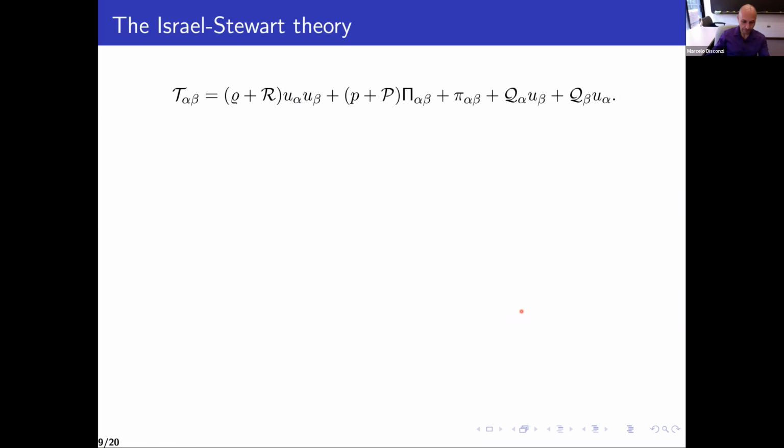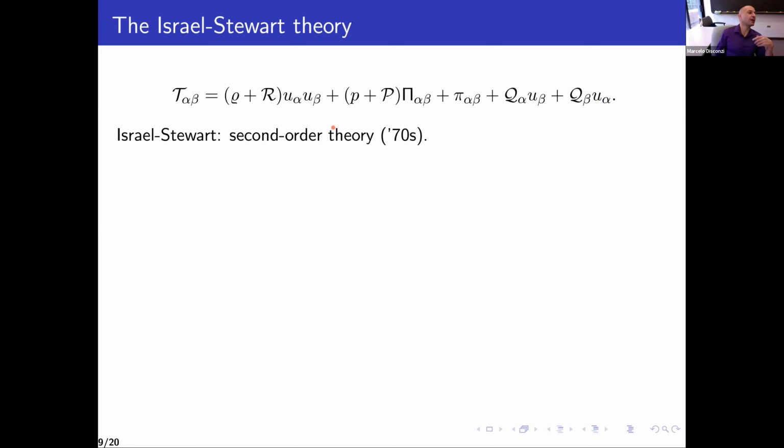Okay, so that was one example. Let me move on to another example now. That's going to be the Israel-Stewart theory. The starting point, again, is the energy momentum tensor. This theory is a second-order theory. It was introduced by Israel and Stewart back in the 70s.